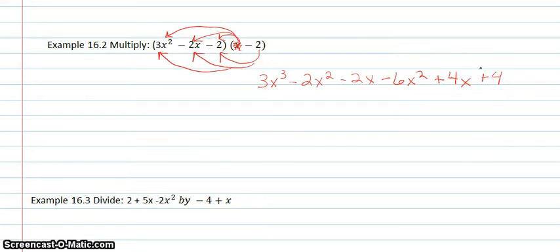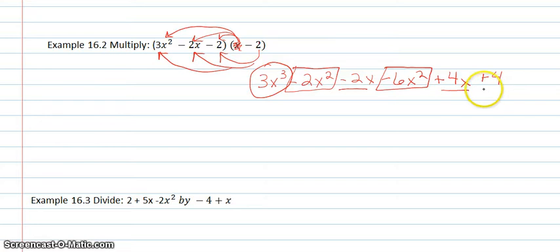Okay, and again I'm going to look for like terms I can combine together. This is the only x cubed I see. Then I'll look for some x squareds. I have a couple of those. And then I have a couple of just x's. And then this is the only constant that I see.